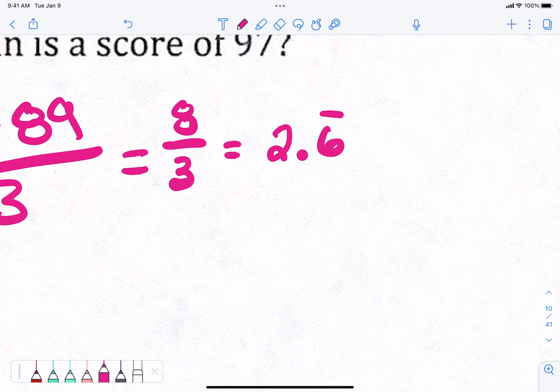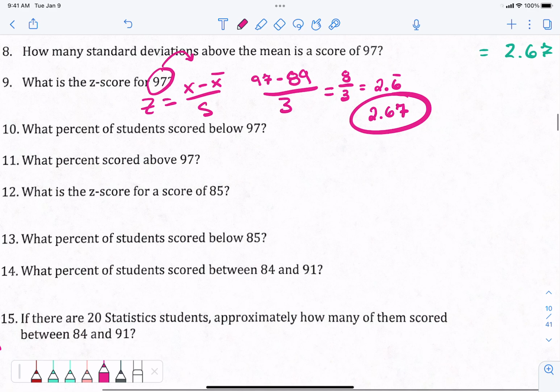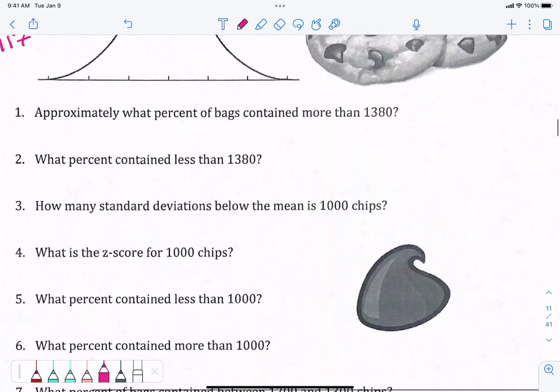Like z-scores on our chart are measured to how many decimal places? The z-score, not the percentage. The z-score is on the side, 2 decimal places. So this would become 2.67. That would be the z-score for 97, 2.67, because we always do 2 decimal places. That's what the chart is, right? Okay? Good? All right, let's go to the cookie side.